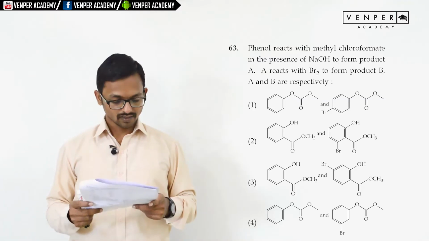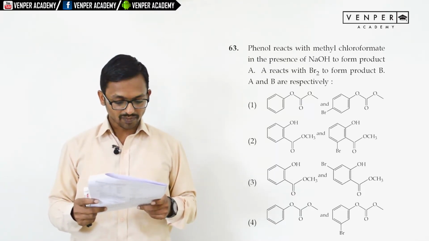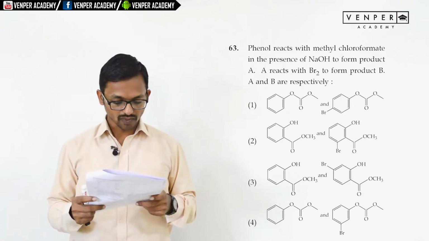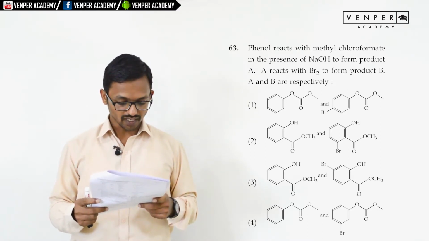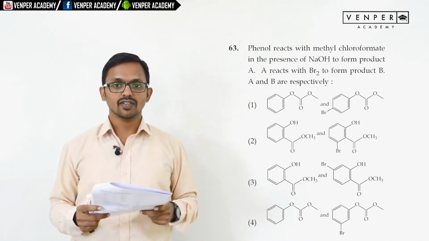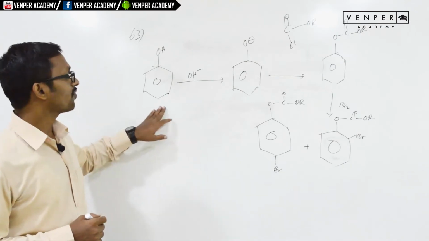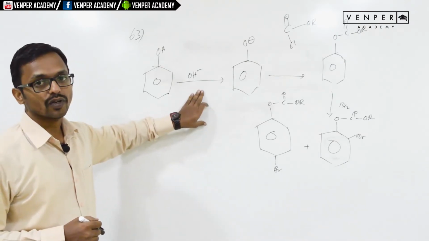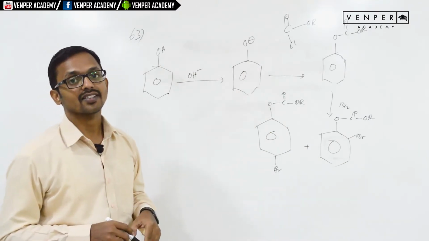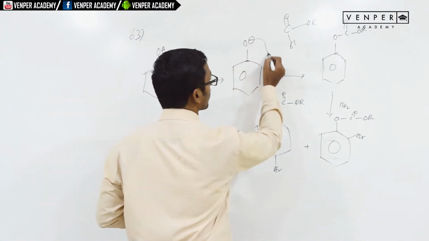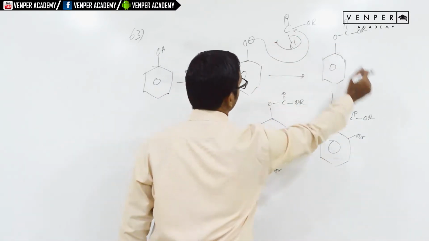Question number 63. Phenol reacts with methyl chloroformate in the presence of sodium hydroxide to form product A. A reacts with Br2 to form product B. A and B are respectively. Solution. So here phenol, when it reacts with a base like OH minus, gives the phenoxide ion. This phenoxide ion acts as a nucleophile. So nucleophilic attack takes place here and this will go out. So as a result we are getting this compound.